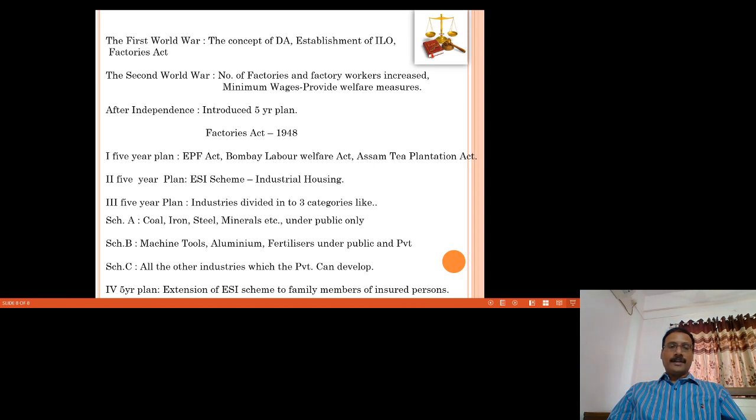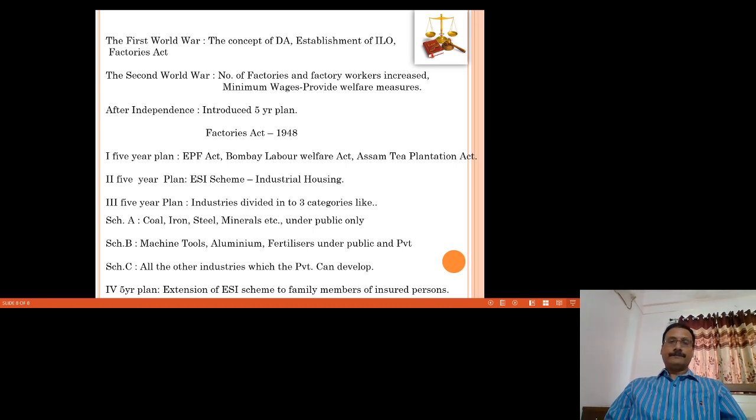In the fourth 5-year plan, there was extension of the ESI scheme to the family members and insured persons. See, in the second 5-year plan, the ESI scheme was introduced only to the worker himself or herself. Then it was reformed, and in the fourth 5-year plan, the ESI scheme was extended to family members. Because he is contributing some amount towards the insurance, that insurance will be extended to the family members also, and the insured person, where they may have any ill health. This insurance will protect them. Thank you.